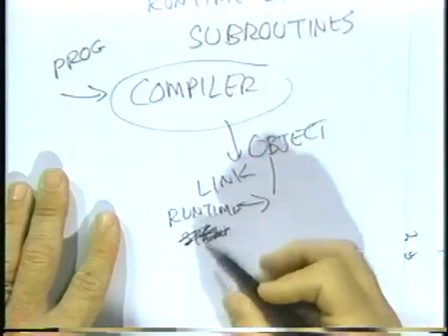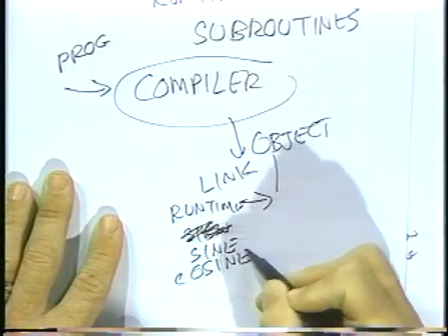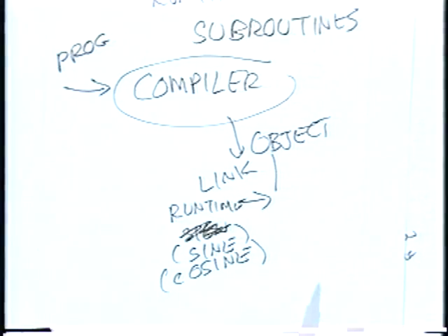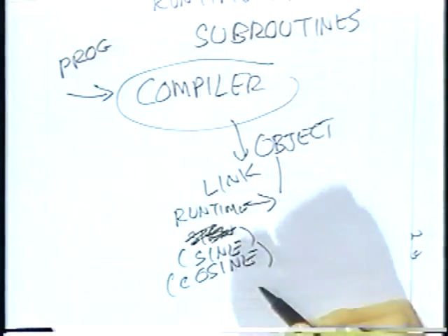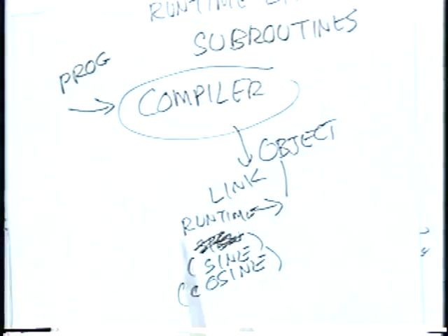Sine and cosine are examples from the mathematics library. Also, all the routines to do the input-output, the printing routines, are linked in a runtime library. So all compilers and all systems have the concept of a runtime library.